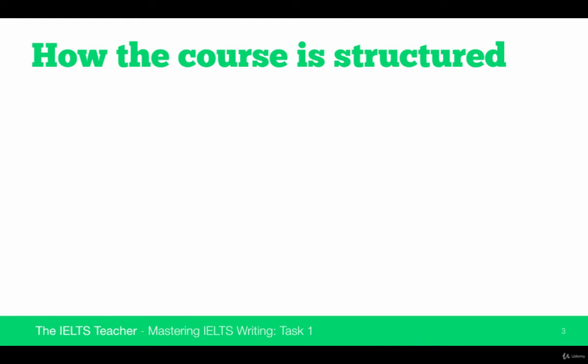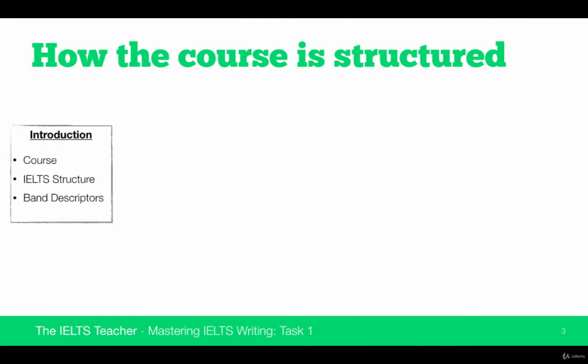As mentioned, the course is divided into 7 sections. The first section is the introduction, which goes through an overview of the course, as you were looking at now, looks at how IELTS is structured and how Task 1 in particular is structured, and then looks at the band descriptors for Task 1. Now, if you've taken my Task 2 course, you may want to skip over the videos for how IELTS is structured and perhaps this video as well, as it's quite similar to the Task 2 course.